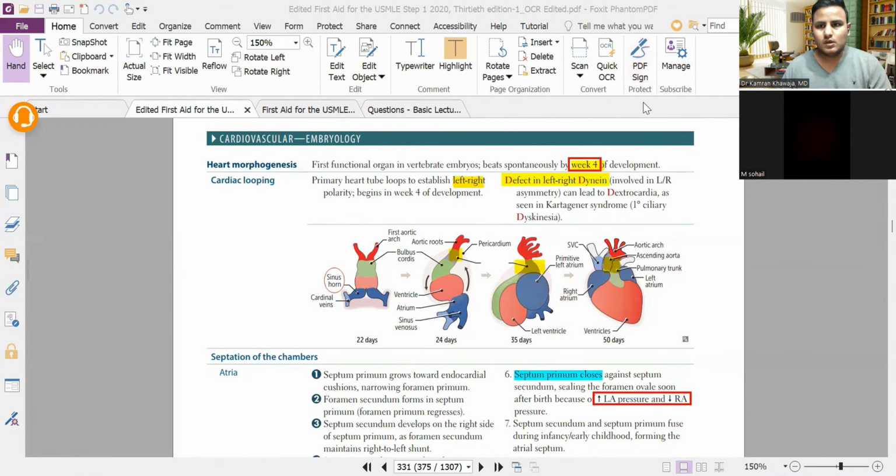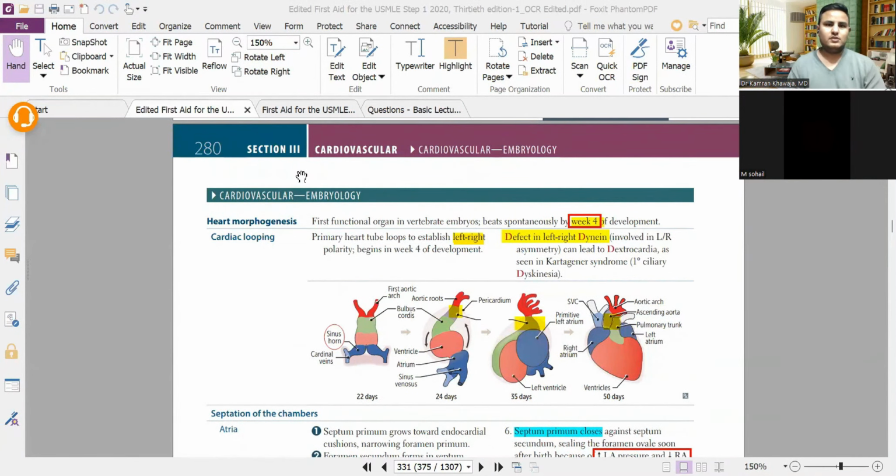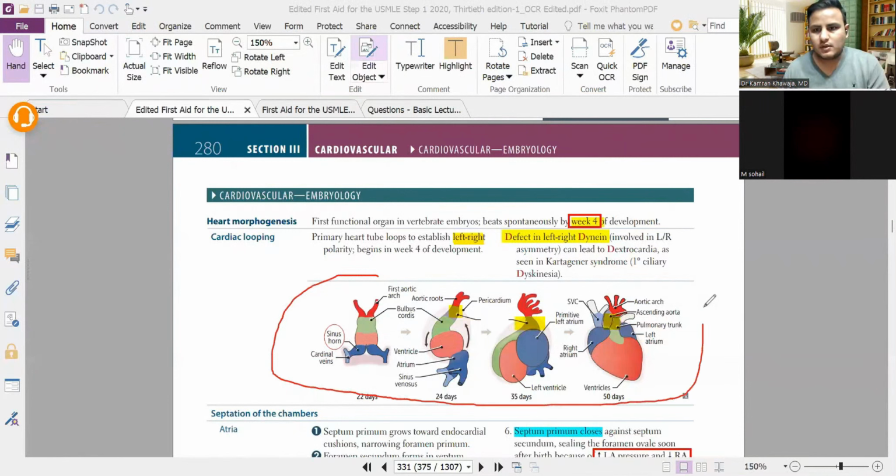Going to the next, first of all, we will study the embryology sections. What is cardiac looping? In our development in the third or fourth week, when the heart is developing, there is a looping of the heart. You can see in these pictures, starting from day 22, the development of the heart is started. And the most important point in this development is that looping.